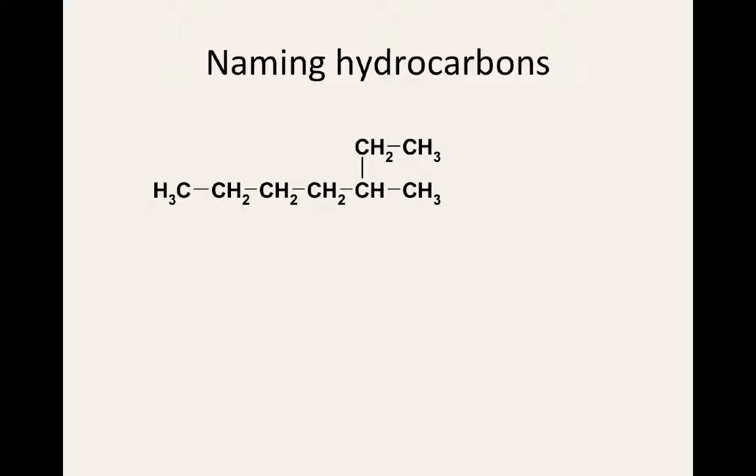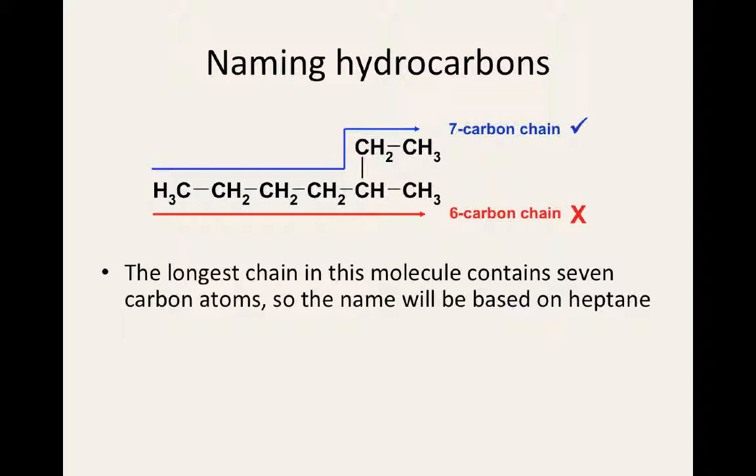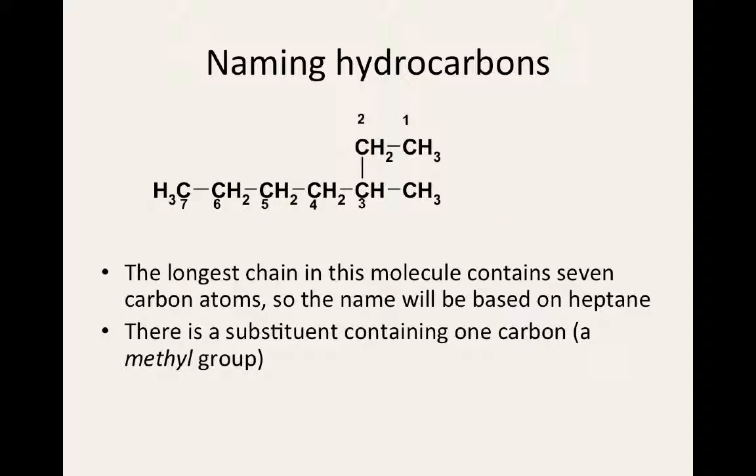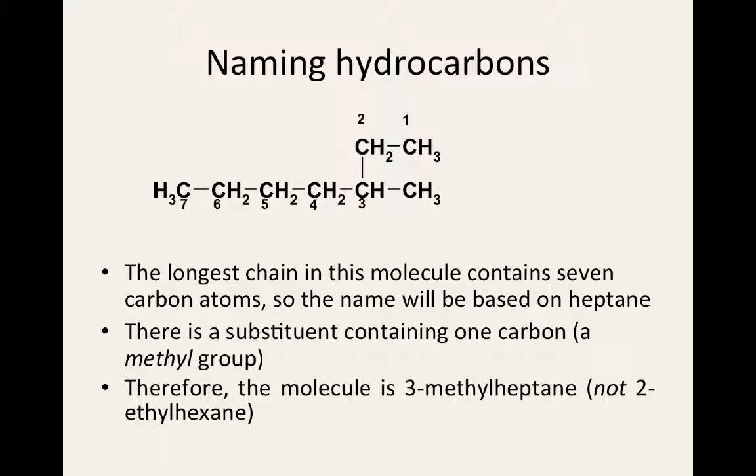The longest carbon chain in this molecule contains 7 carbon atoms, so its name will be based on heptane. Note how the longest chain hasn't been drawn in a straight line, so remember to check for this. There is a substituent containing 1 carbon atom, so this is a methyl group. The methyl group is attached to carbon 3, counting from the right. Counting from the left would give a position of 5, which would be incorrect. The name of this molecule is 3-methyl-heptane.